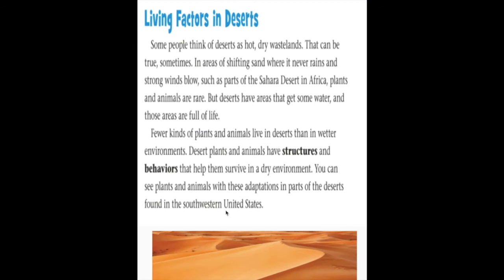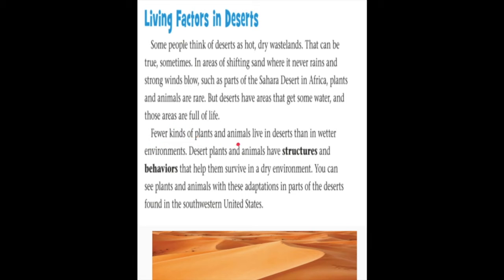Let's start reading. We are going to start reading about the living factors in deserts. Some people think of deserts as hot, dry wastelands. That can be true sometimes. In areas of shifting sand where it never rains and strong winds blow, such as part of the Sahara Desert in Africa, plants and animals are rare. But deserts have areas that get some water, and those areas are full of life.